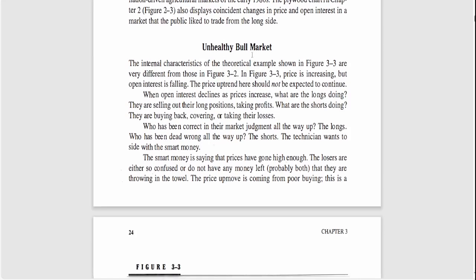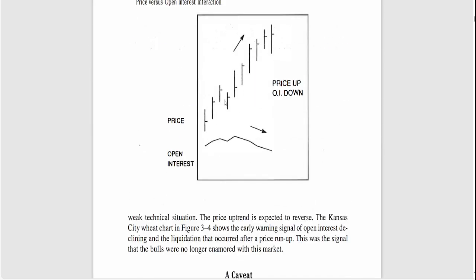Unhealthy bull market: when the market is going up, open interest is decreasing. That means fuel is being removed from the market. No more trades are opened in the market, so price is going up without any power. So if the market is going up and open interest is decreasing, never buy aggressively in this market. Look for selling opportunities. There is a very high chance that the top is very near and the market will come down, or will at least do a correction.